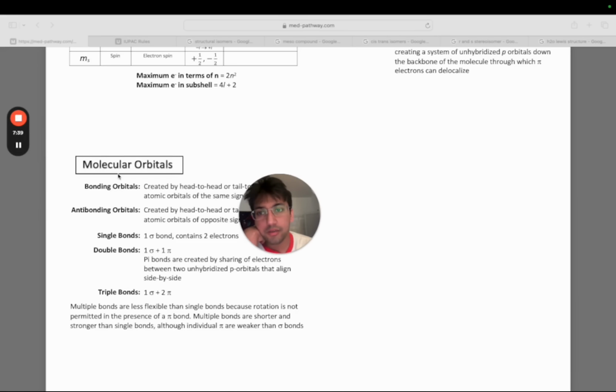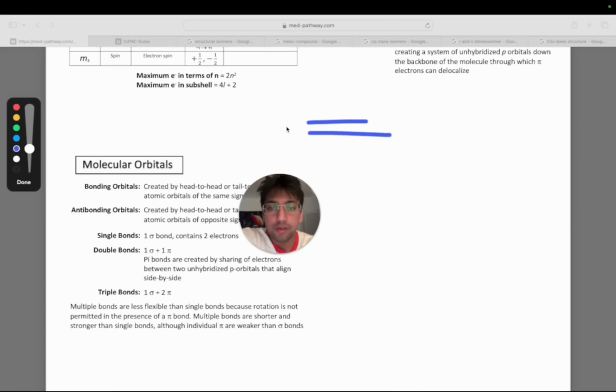All right, the final thing I'll mention about molecular orbitals and double and triple bonds is that you should know that 2 bonds obviously is stronger than 1 bond, but the first bond, that sigma bond, is stronger than the second bond, the pi bond. But together, these are stronger than just 1 sigma bond. That should make sense. Okay.